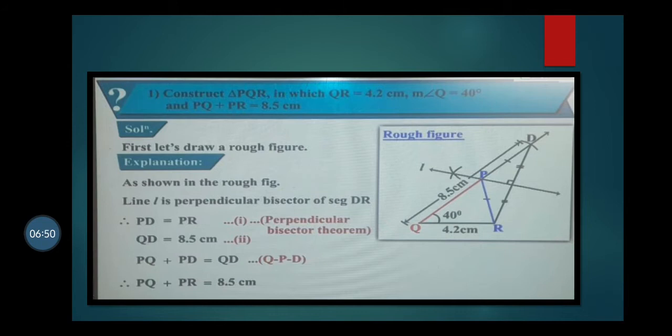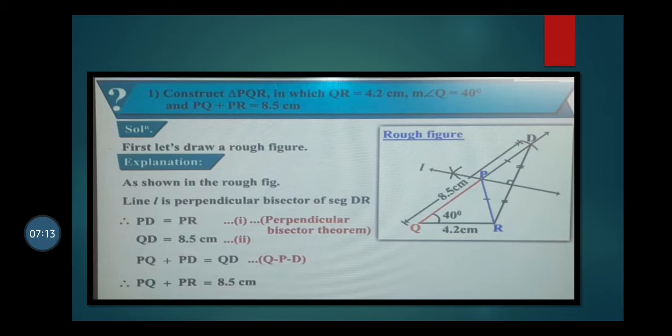Let's draw a rough figure. As shown in the rough figure, line L is perpendicular bisector of seg DR. Therefore, PD is equal to PR because of perpendicular bisector theorem. Let's give that equation 1. QD is equal to 8.5 centimeter. Let's give that equation 2.